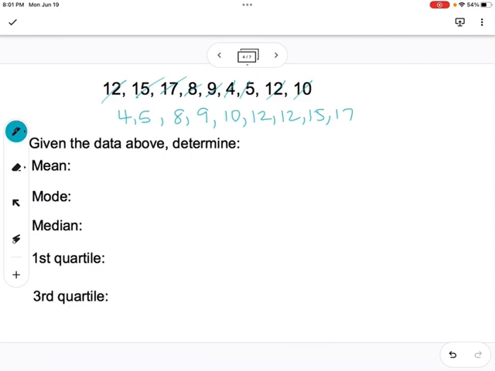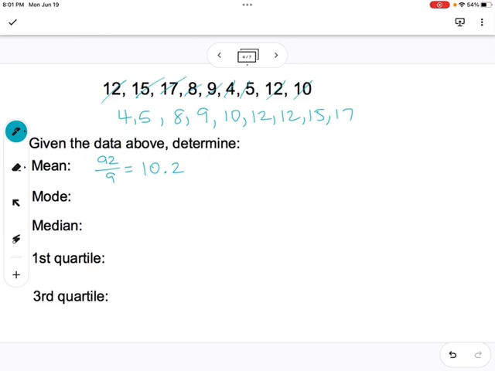Okay, so again, our mean, we're adding up all our numbers and dividing by the number of numbers. So adding these all up, we're going to get 92, and divided by how many there are? 1, 2, 3, 4, 5, 6, 7, 8, 9. Okay, so here we get a value of 10.2.